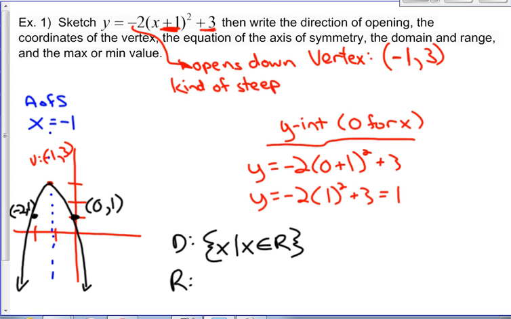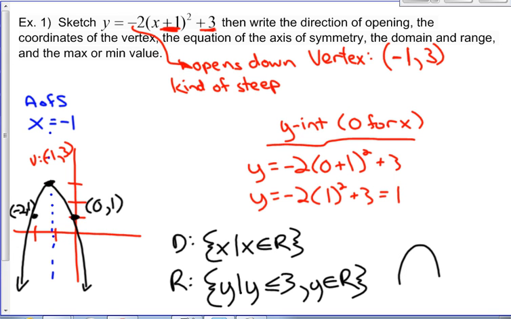And the range here, the y's on this one, they go to 3 but no higher. In other words, they are all either 3 or less. So less than or equal to 3. And we should say which number system we're talking about, the real numbers. This graph has a maximum. Whenever it opens down, there's going to be a max. And the max value is 3.